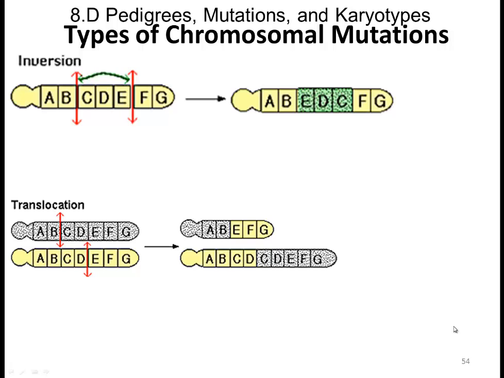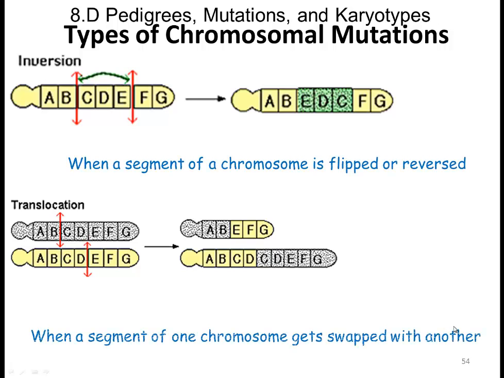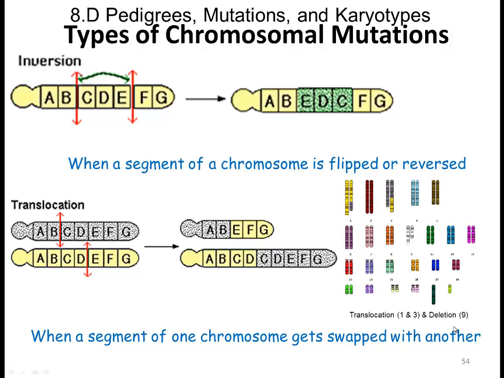And then translocation, this is where they end up in different places. So we have this chromosome and this chromosome, and we get this section right here and that section right there to flip. So this is when a segment is flipped or reversed, and this is when a segment of one chromosome gets swapped with another chromosome. And if you take a look in there, we have some pieces missing out of this chromosome 1. We have it in chromosome 3, and that may or may not cause a big problem.